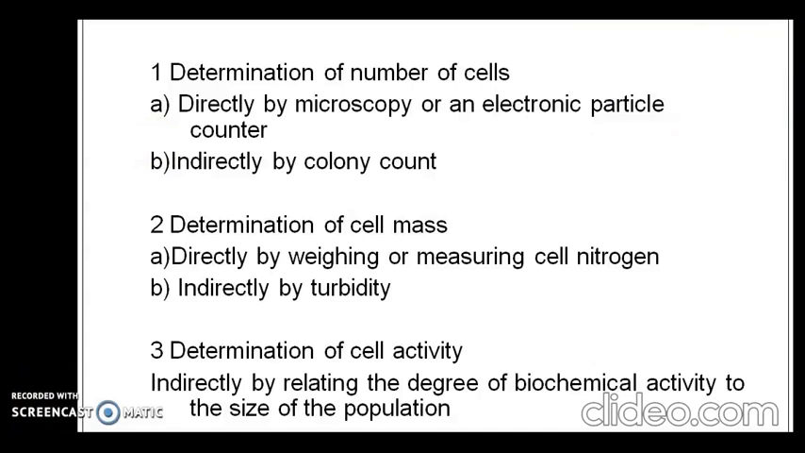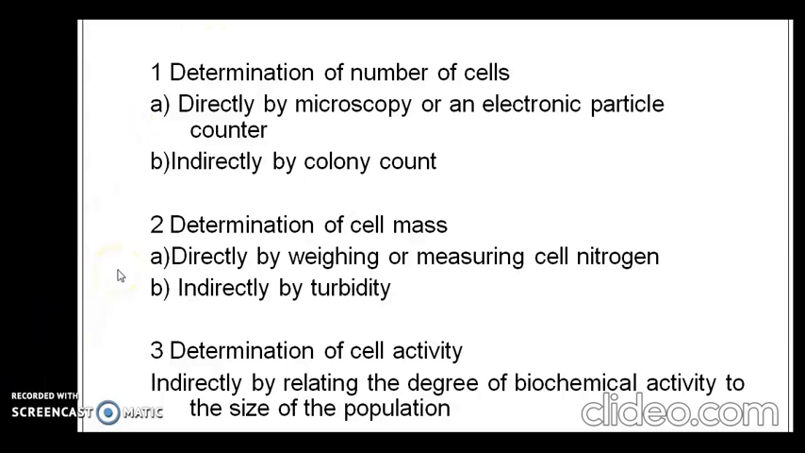Measurement of bacterial growth can be divided into three categories. The first one is the determination of number of cells, and it consists of direct method and indirect method. Direct method is by microscopy or by using an electronic particle counter, and indirect method is by the colony count method.